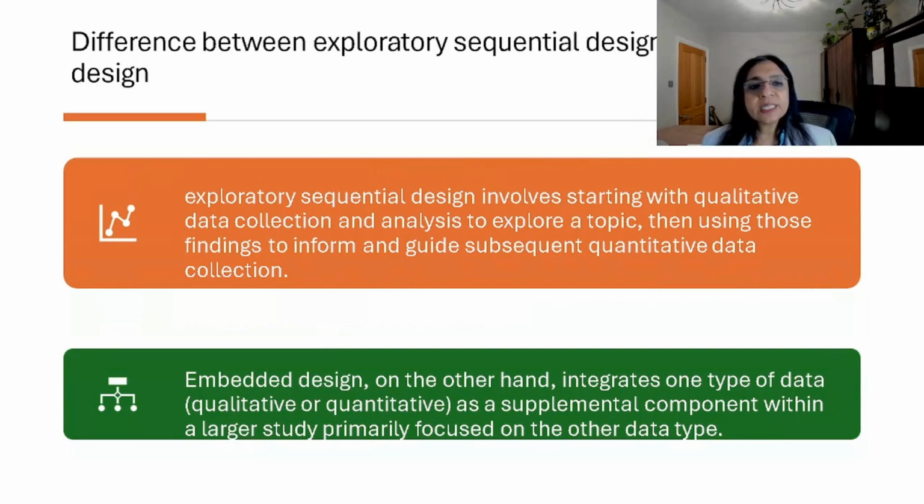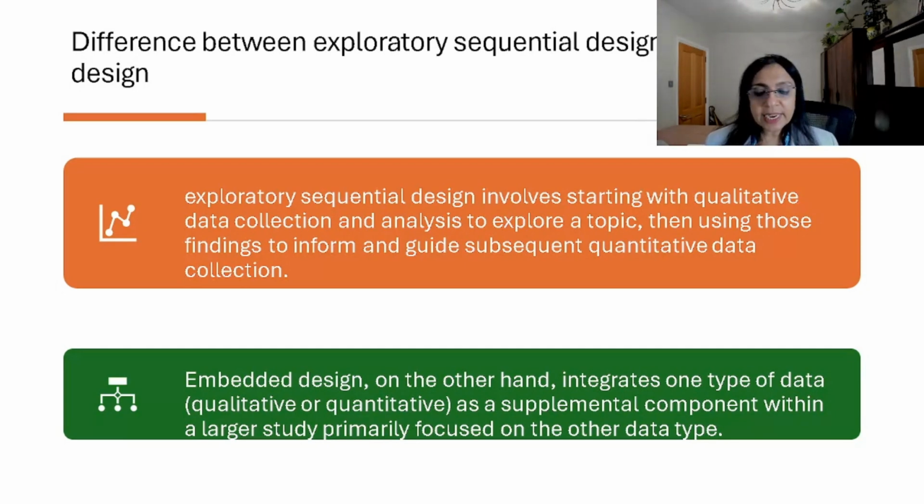So the difference between exploratory sequential design or explanatory sequential design and embedded design is this: the sequential designs, exploratory and explanatory, involve, like here exploratory involves, starting with qualitative data collection and analysis to explore a topic, then using those findings to inform and guide subsequent quantitative data collection. So here both types of data are given equal importance. So that is exploratory. In explanatory, it is the other way. Quantitative is used first and then qualitative. Again, both data are given equal importance.